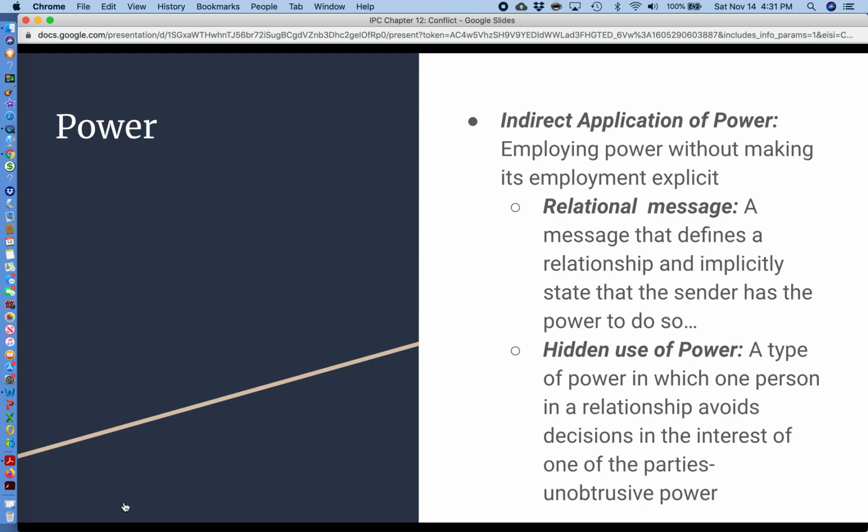Now, we also talk about indirect applications of power, and these are harder to achieve, right? This is where we employ power without making its employment explicit. So this is where we get people to do what we want them to do without really them realizing it, right? This can happen in a number of ways, and one of the ways is through relational messages. A relational message is a message that defines a relationship and implicitly states that the sender has the power to do it.